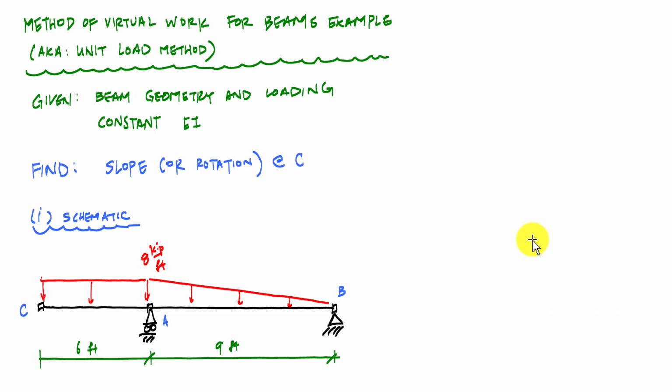And in this video, we're going to do an example problem using the method of virtual work, also called the unit load method, to determine the slope or rotation at a specific point on this beam here. This beam has an overhang for segment CA, and then it's roller supported at A, has a pin support at B. You got the loading, it's uniform over segment CA, and then linearly distributed over segment AB.